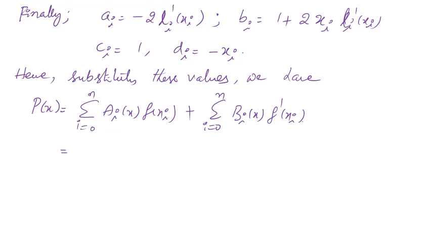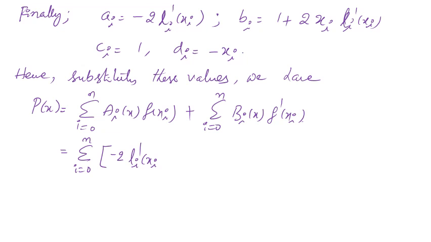What does this become? What is ai? After substituting ai, what is that? ai, gamma ix into li square x. What is gamma i? aix plus bi. So for that, what I am getting is ai minus 2 li dash of xi, right?